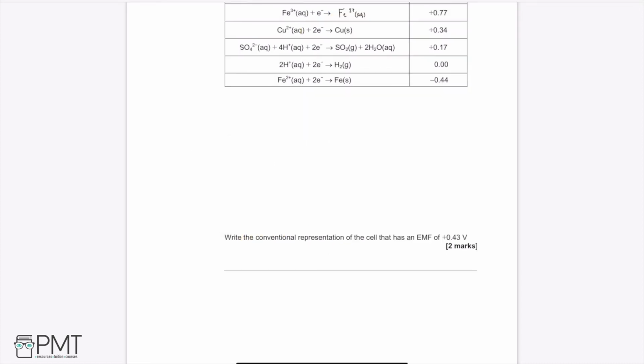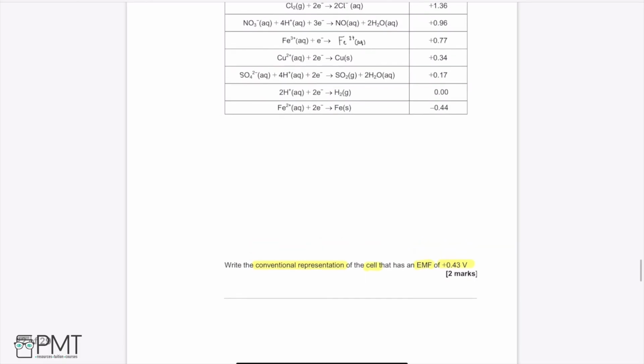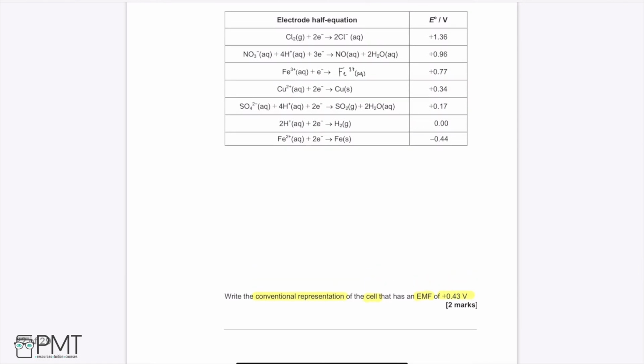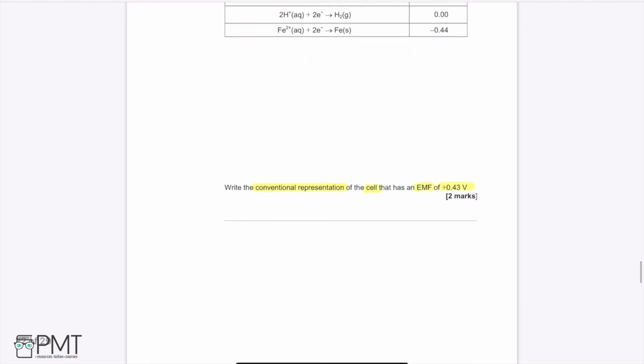We are then asked to write out the conventional representation of the cell that has an EMF of plus 0.43 volts. So the first job is to find the two half equations that have a difference of 0.43 volts, and we can see that the two equations are the ones that involve copper and iron 3+ ions. So if you write both out in full, we will have Fe3+ + e- goes to Fe2+, and then Cu2+ + 2e- goes to Cu.